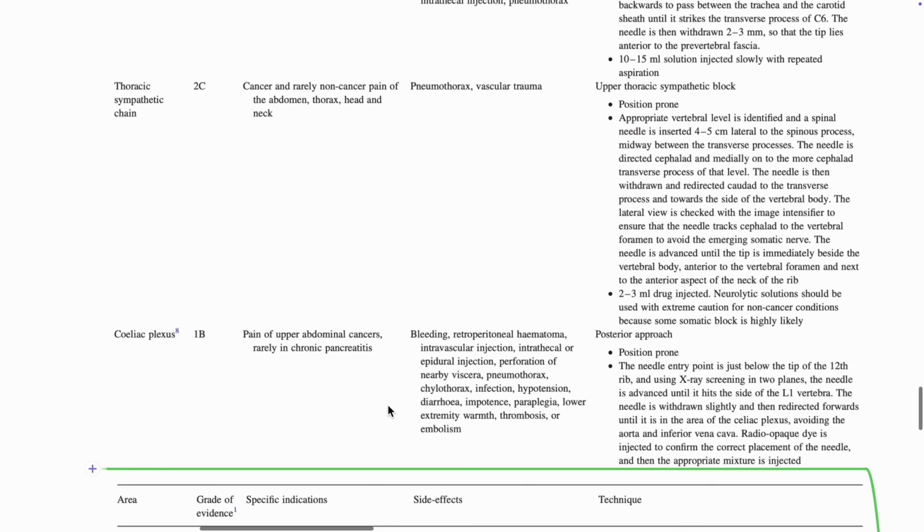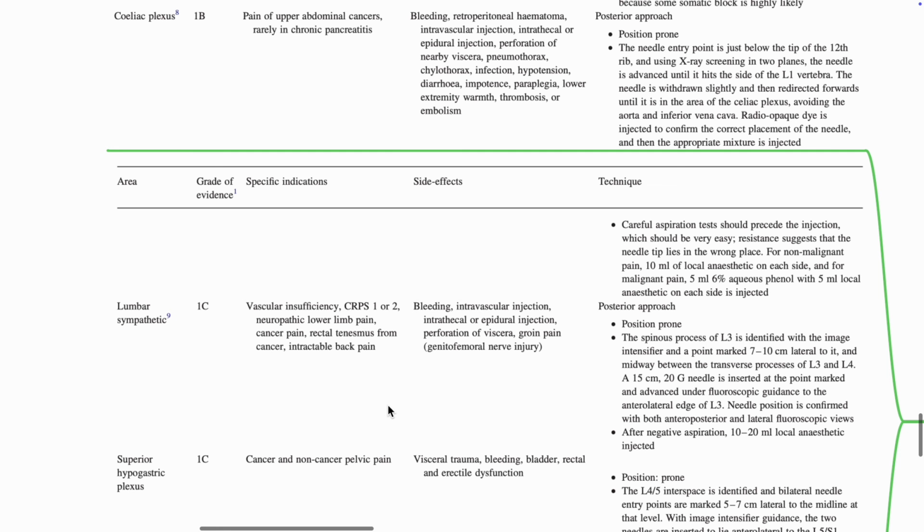thrombosis or embolism. Lumbar sympathetic block indications include vascular insufficiency, CRPS, neuropathic lower limb pain, cancer pain, rectal tenesmus from cancer, and intractable back pain. Side effects include bleeding, intravascular injection, intrathecal or epidural injection, perforation of viscera, and groin pain.